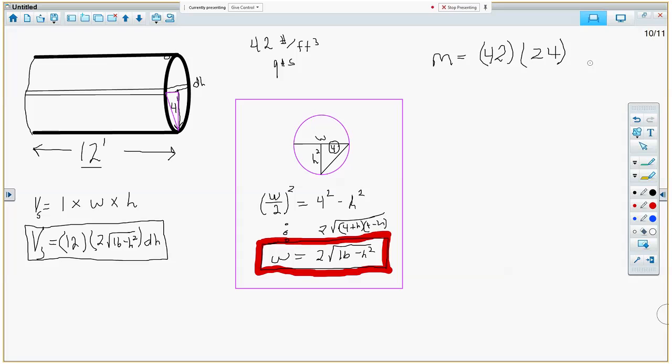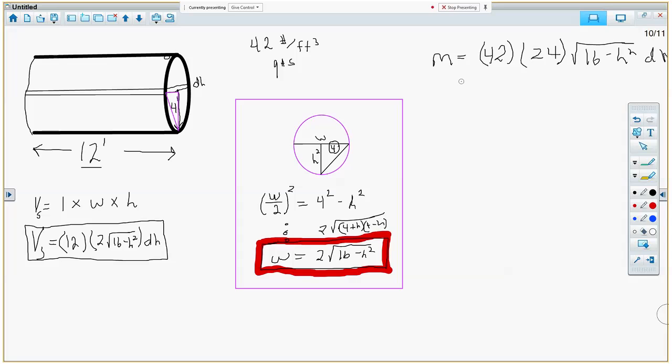I'm waiting for somebody to say, where did 24 come from? It's 16 minus 8 squared, times dh. 42 times 24.